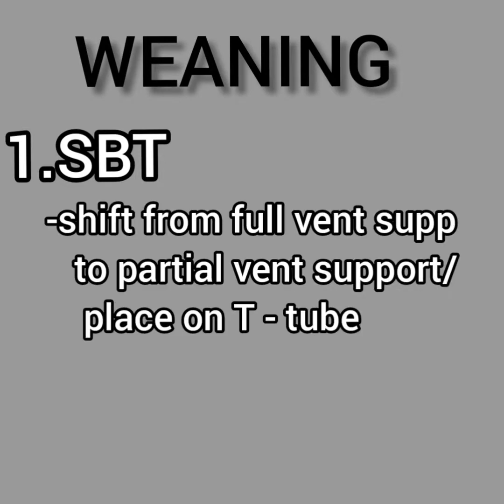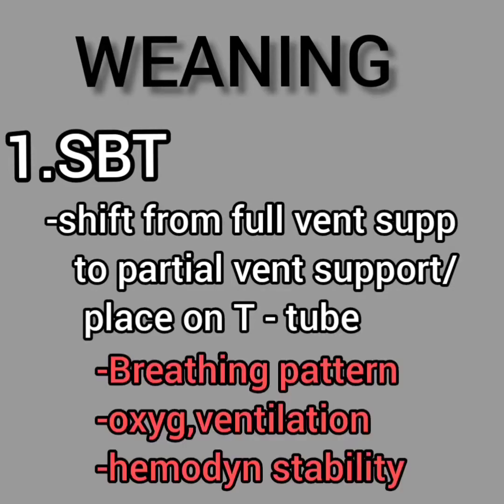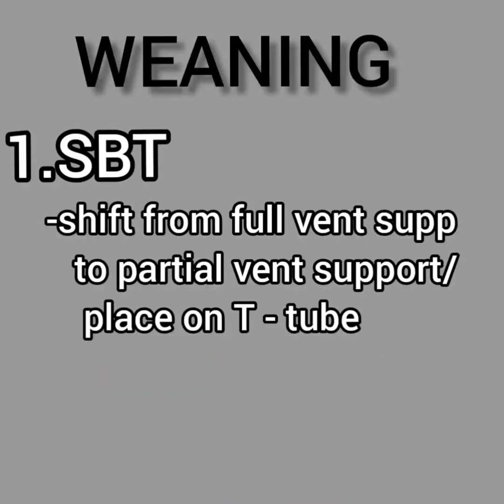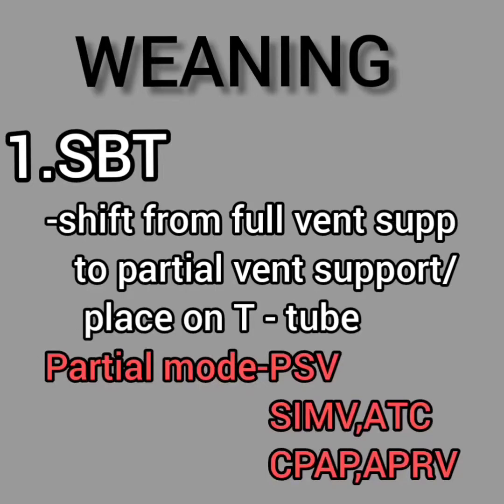The first thing to do is to check the spontaneous breathing test. In this test, stop full ventilatory support to the patient and shift the patient either to partial ventilatory support where spontaneous breathing is possible, or place the patient on a T-tube for 30 minutes and check for respiratory pattern, adequate oxygenation and ventilation, and hemodynamic stability. The partial modes that can be used here are pressure support ventilation, SIMV with low mandatory frequency, CPAP mode, ATC mode, and many others.